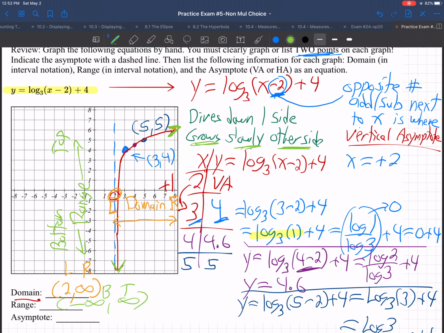And finally, the asymptote, well, that dotted line is right here at x equals 2. That's where the vertical asymptote is. So there we go. There's all the facts.